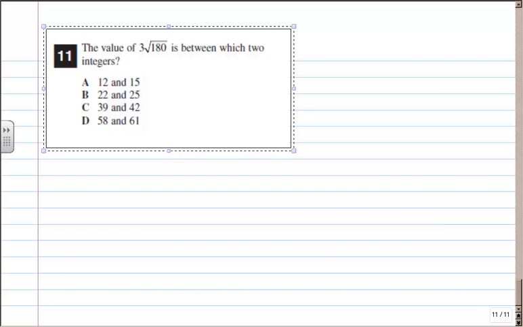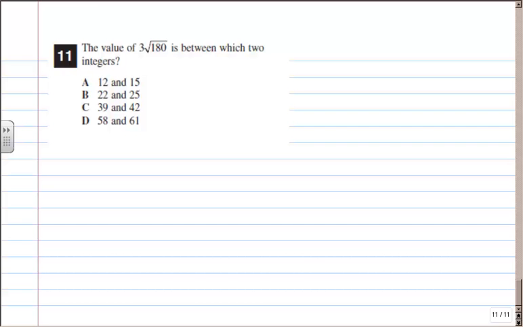The value of 3 square root of 180 is between which two integers? 12 and 15, 22 and 25, 39 and 42, and so on. How can we find that? Well, obviously we know what that number 3 stands for, right?